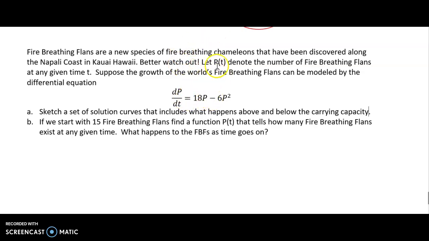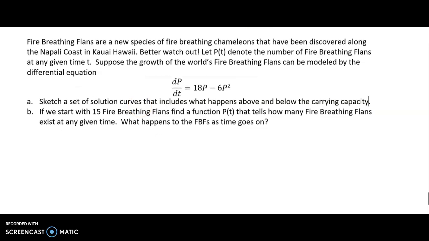They give me this equation. P of t is the number that we have at any given time. I want a set of solution curves that shows above and below the carrying capacity. And then they give me this starting amount, P of 0, and they want me to find P of t. So we'll start with part A here.